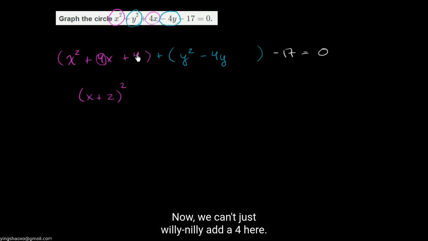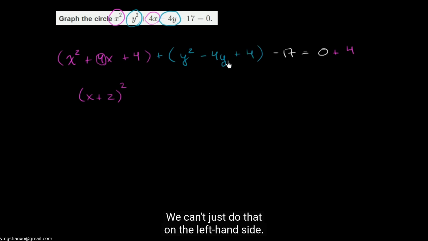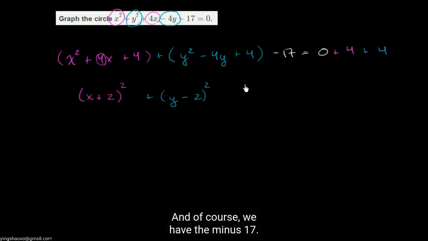Now, we can't just willy-nilly add a 4 here. We had an equality before, and just adding a 4 wouldn't be equal anymore. So if we want to maintain the equality, we have to add 4 on the right-hand side as well. Now let's do the same thing for the y's. Half of this coefficient right over here is a negative 2. If we square a negative 2, it becomes a positive 4. We can't just do that on the left-hand side. We have to do that on the right-hand side as well. Now, what we have in blue becomes y minus 2 squared. And of course, we have the minus 17.